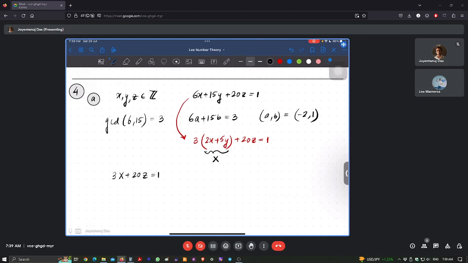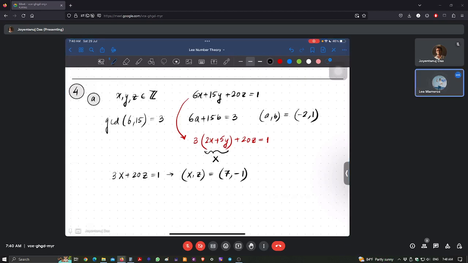Can we find a solution? Maybe x equals 7 and z equals minus 1. So a solution to this is (7, minus 1).